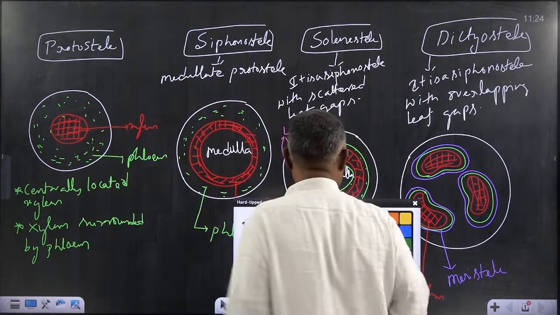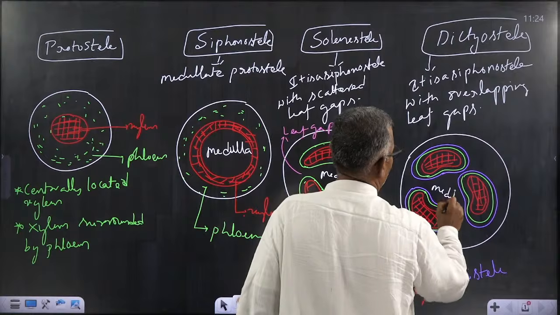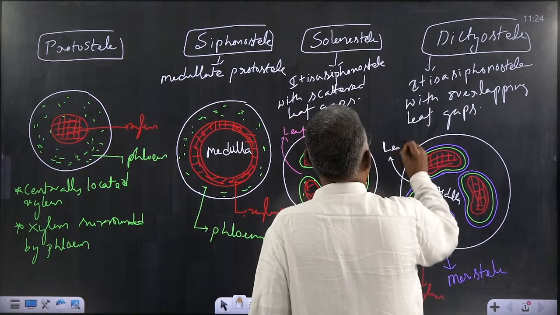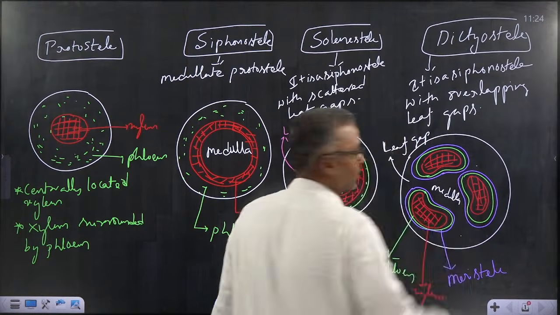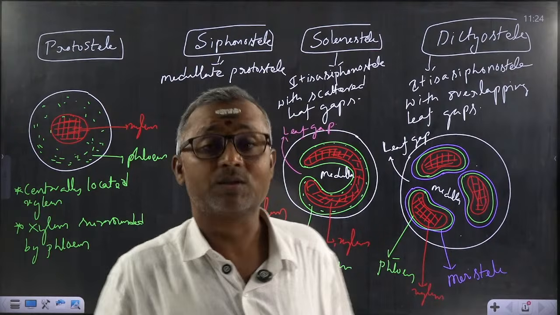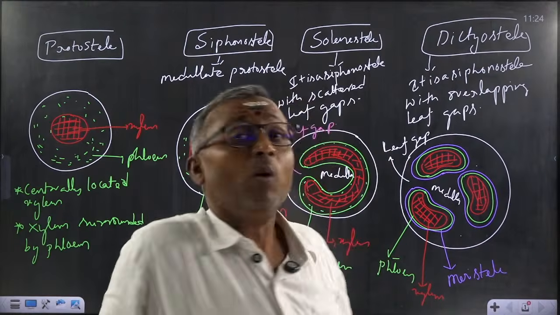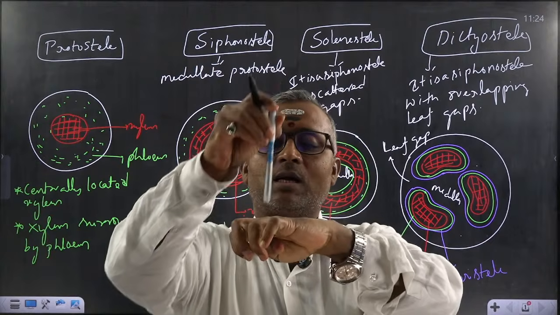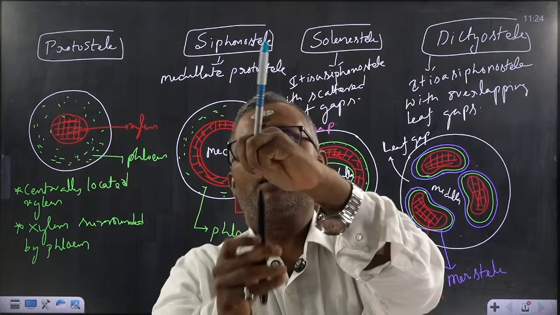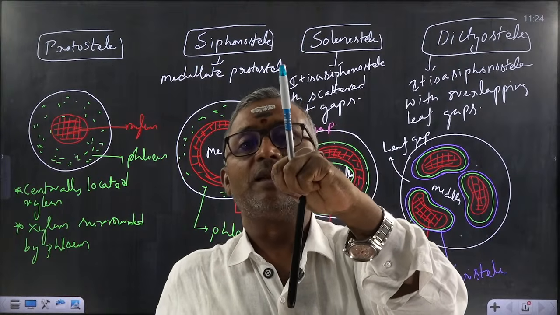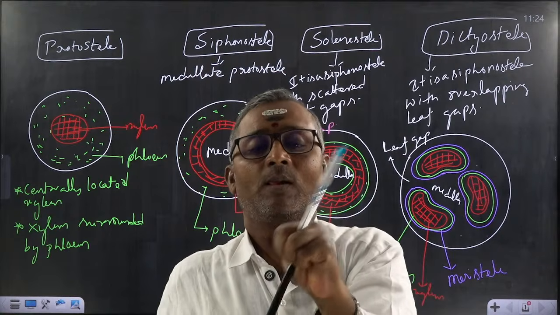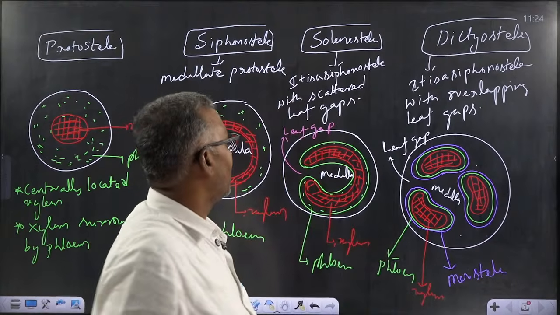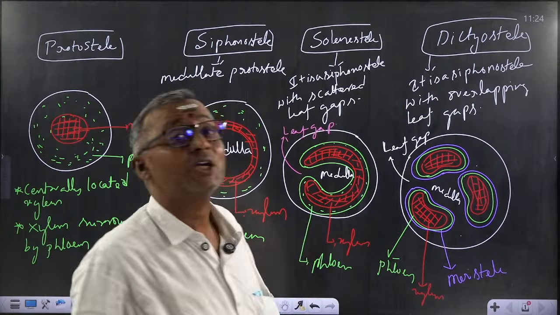Now this part is the medulla. The central one is medulla. So this is called dictyostele. Now this is leaf gap here. This is also leaf gap. This is also leaf gap. Understood? This is what you can see here. So they have overlapping leaf gaps, which means, look at here. This is a rhizome. Here there is a leaf attached to the rhizome. Exactly opposite to this, there is another leaf attached. So what will happen now? There will be overlapping leaf gaps. So this kind of stele is called dictyostele.